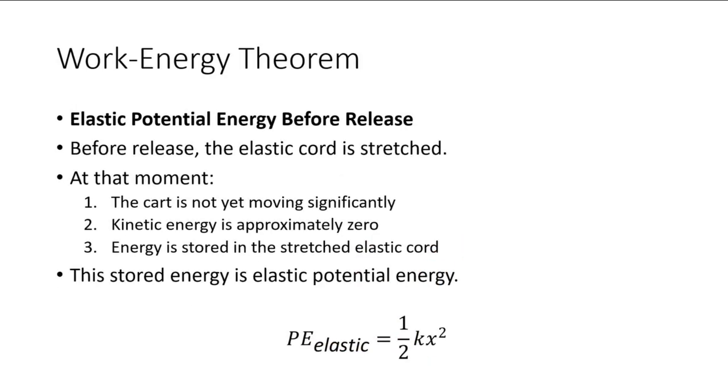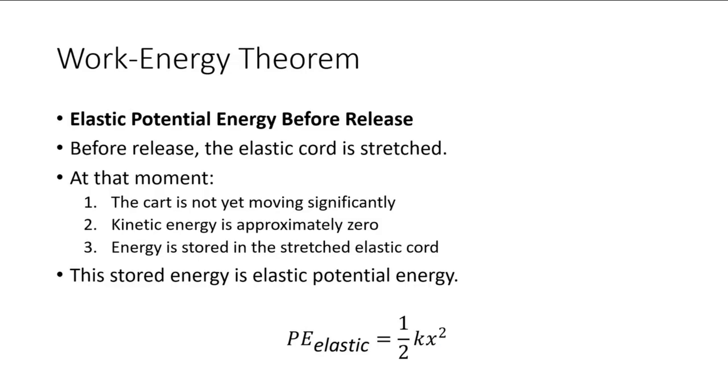Now, for the elastic potential energy before the release, the elastic cord in this case is being stretched. At that moment, the cart is not yet moving significantly, so the kinetic energy is approximately equal to 0. However, the system still contains energy, and that energy is stored in the stretched elastic cord as elastic potential energy. We can calculate your elastic potential energy as 1/2 multiplied by the constant of the cord or spring multiplied by the displacement, x squared.